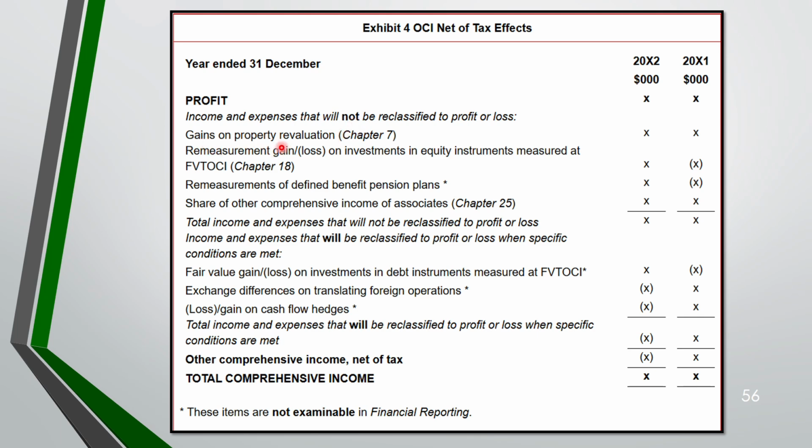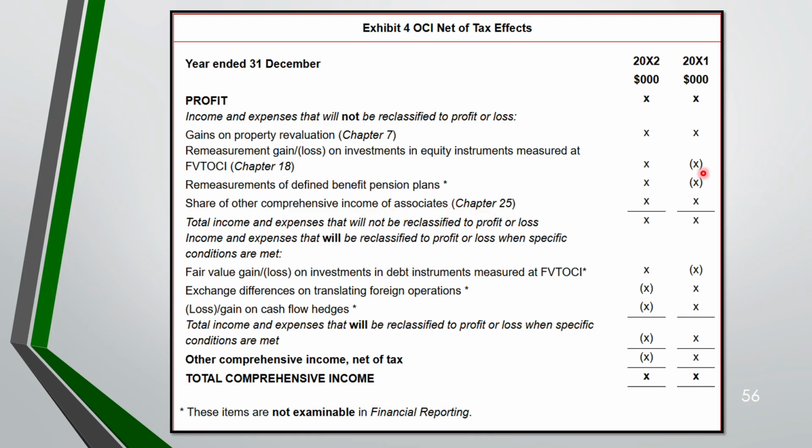So first, gain on property revaluation, not reclassified. Remeasurement of equity instruments measured at OCI, not reclassified. Remeasurement of defined benefit pension plan. This defined benefit plan is your IAS 19, employee benefits, not asked in your financial reporting. That standard will not be asked in financial reporting, but in SBR, yes. So I'm not going to teach you that here. Wherever you see an asterisk, go down here. These items will not be asked in your financial reporting. Share of other comprehensive income of associate will not be reclassified. It will never go to P&L. It will always stay in OCI.